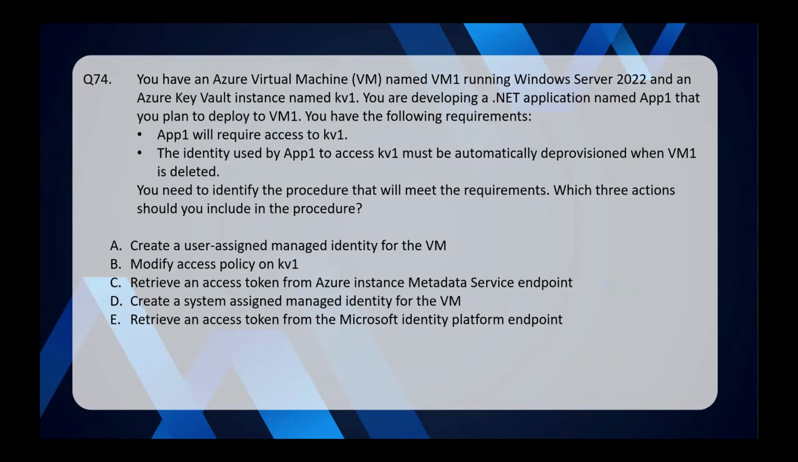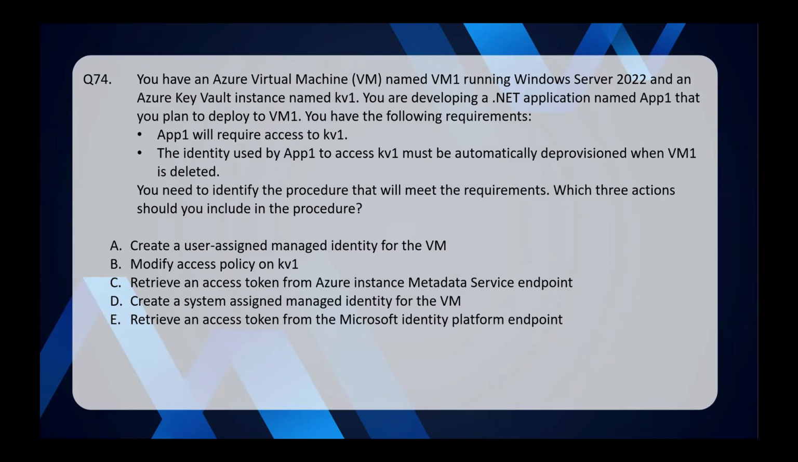Next question. You have an Azure virtual machine named VM1 running Windows Server 2022 and an Azure Key Vault instance named KV1. You are developing a .NET application named App1 that you plan to deploy to VM1. You have the following requirements. App1 will require access to KV1. The identity used by App1 to access KV1 must be automatically deprovisioned when VM1 is deleted. You need to identify the procedure that will meet the requirements. Which 3 actions should you include in the procedure?